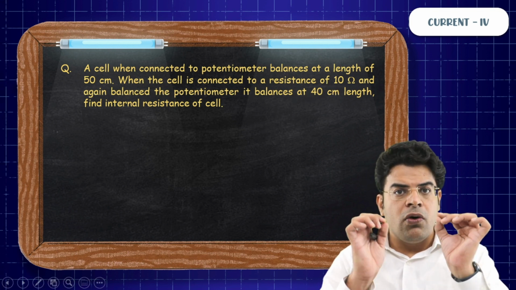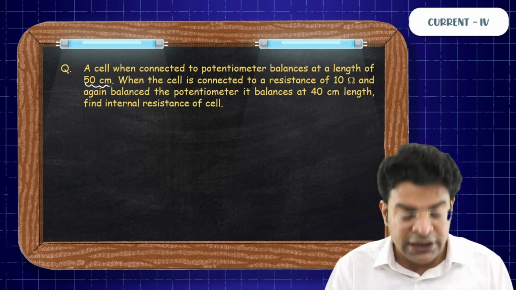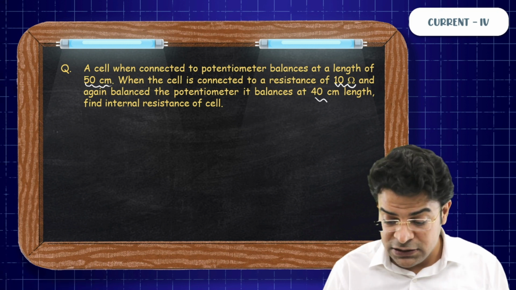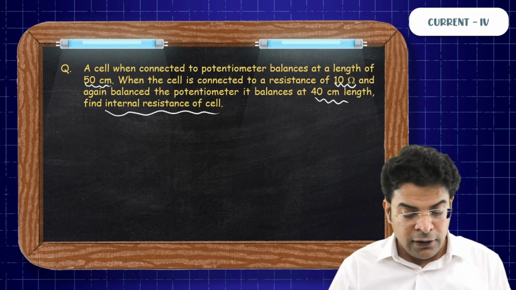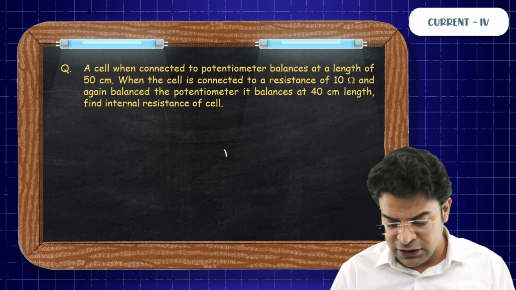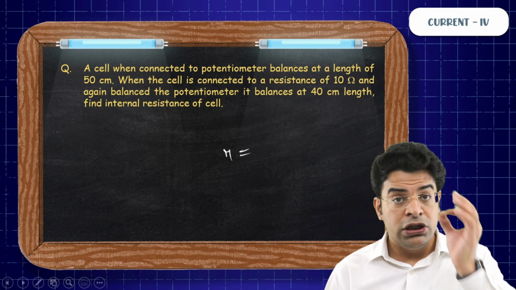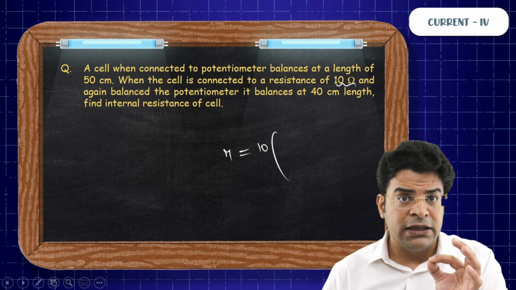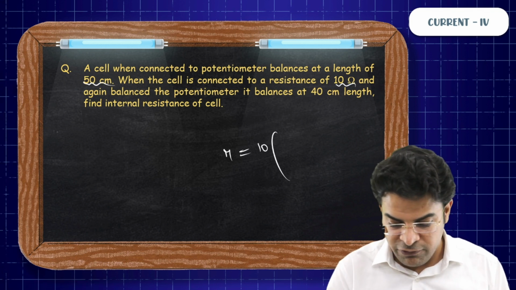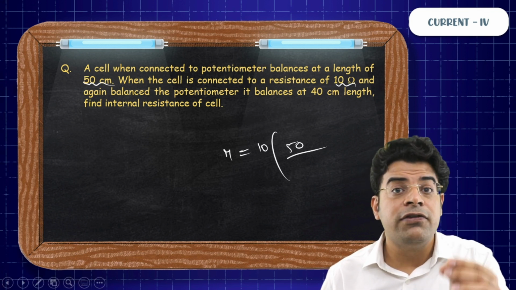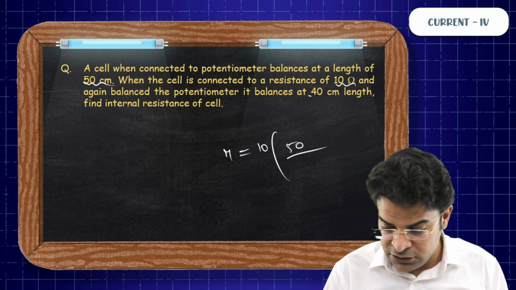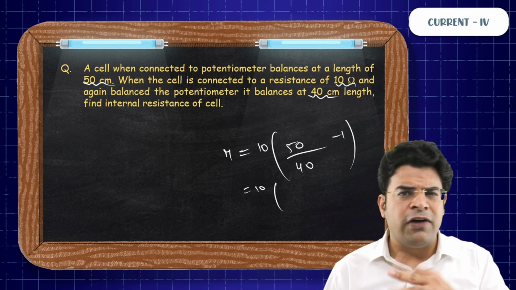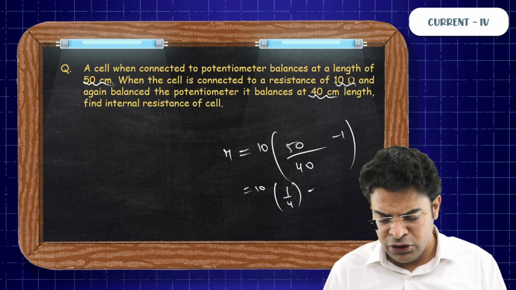So first, when you only connect the cell, it balances at 50 centimeter. When you connect the cell with a resistance of 10 ohm, the new balance length is 40 centimeter. You need to find the internal resistance. One method is that you can say that the internal resistance has to be equal to the known resistance, in this case given as 10, into the balance length before connecting the known resistance, which is x1 = 50, upon the balance length after connecting it, which is 40, minus 1. So here you get 10 into (5 by 4 minus 1). 5 by 4 minus 1 is 1 by 4. 1 by 4 into 10 gives you 2.5 ohm.